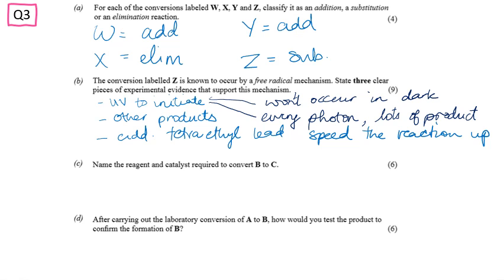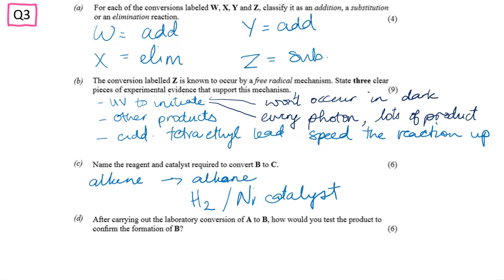Next, name the reagent and catalyst required to convert B to C. That was converting the alkene to the alkane. And what we need there, I wrote alkene again, what we need there is hydrogen and a nickel catalyst.